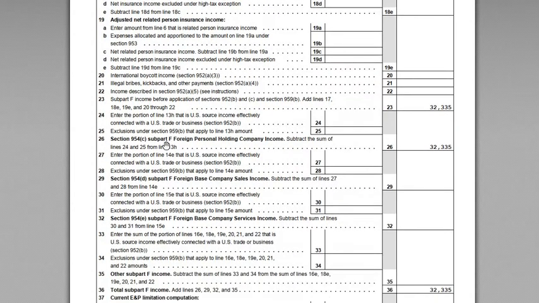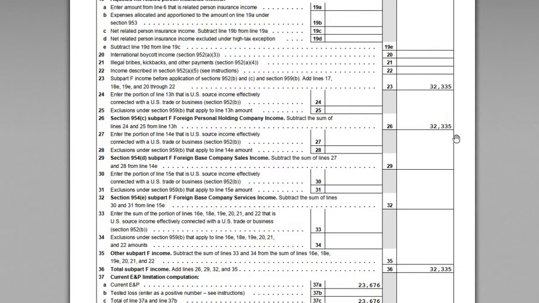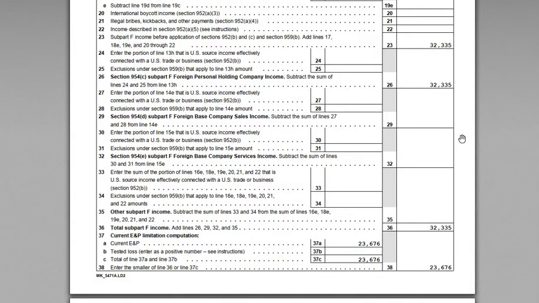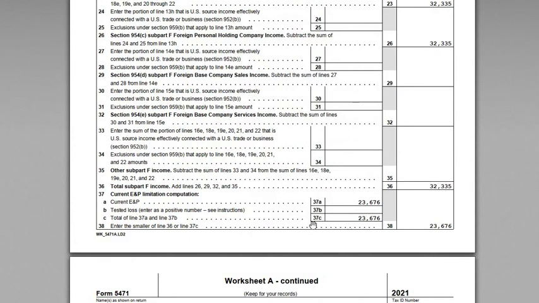So in our case, we can just get down to line 26 here. So the amount of 954(c) Subpart F foreign personal holding company income, again, is just going to be the 32,335 number. Now, the E&P limitation here is what's really important. Now, remember, E&P is computed, so we had that calculated on Schedule H.